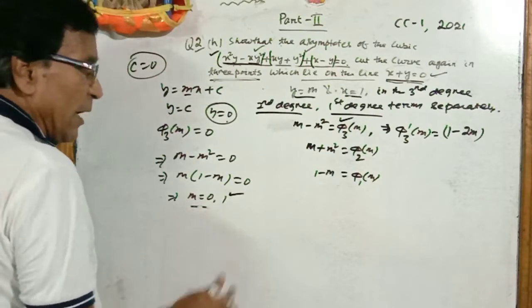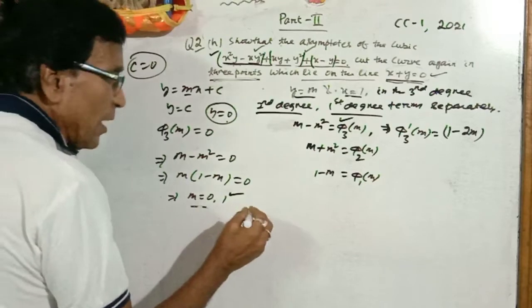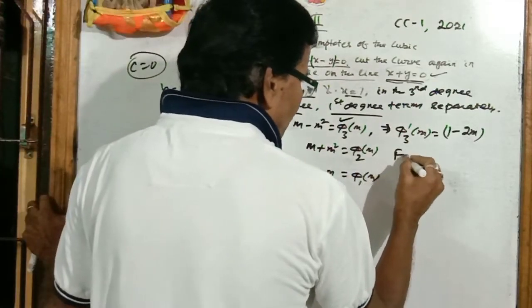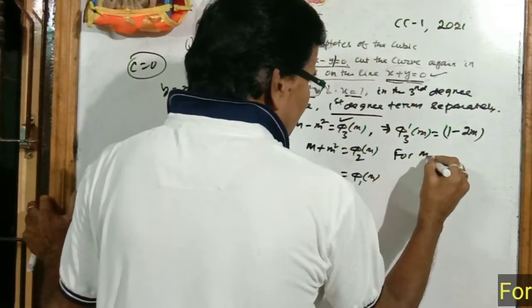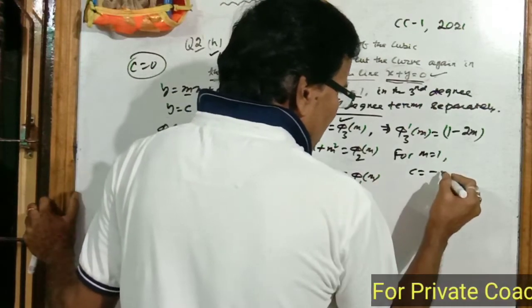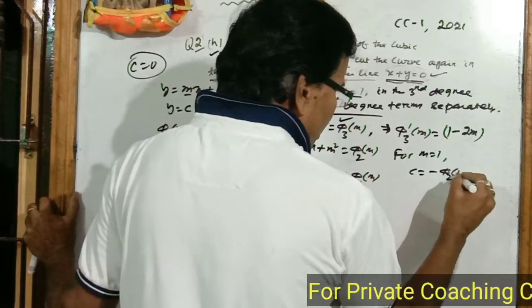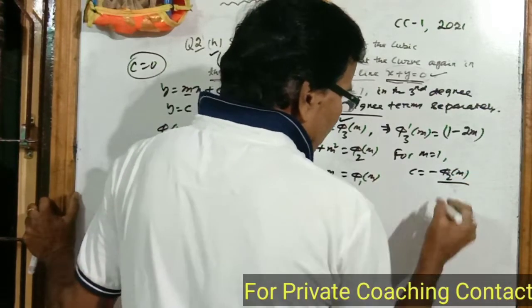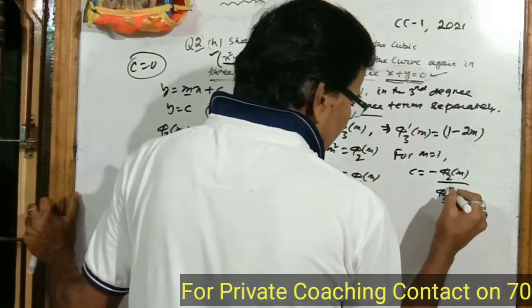Now, next we will take m is equal to 1. So for m is equal to 1, c is given by the equation minus of phi 2 of m divided by phi 3 dash of m.